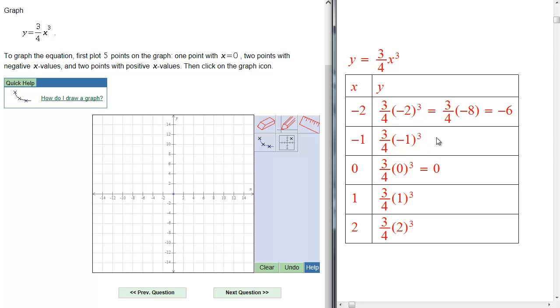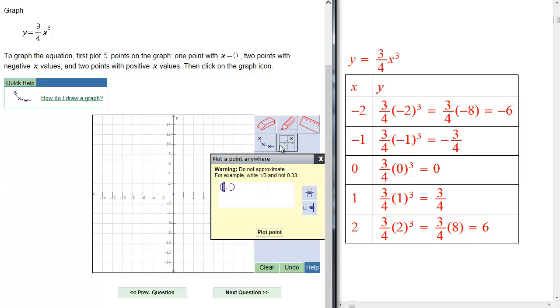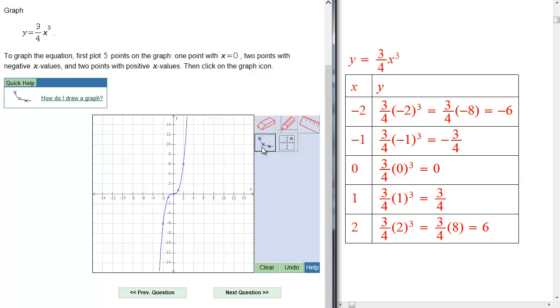What do you think will happen here? Same thing, except -1 cubed is -1, so you'll end up with -3/4. And 0 cubed is 0, so that'll just be 0. 1 cubed is 1, so you'll end up with 3/4. It'll be the same as this, except what's the only difference? You'll have +8, which will mean you'll have +6. Alright, let's plot those coordinates then, and then connect. And we already saw that x cubed looks like this.